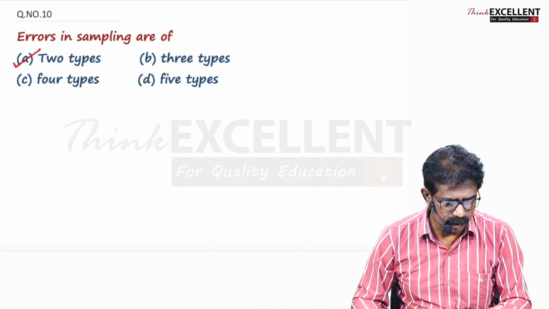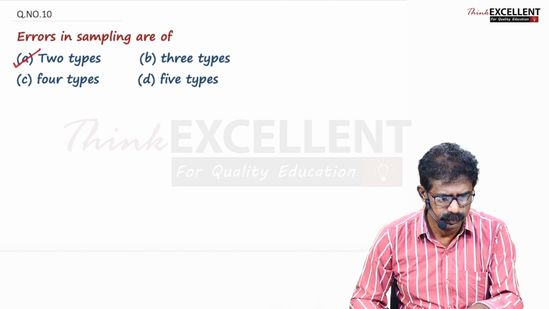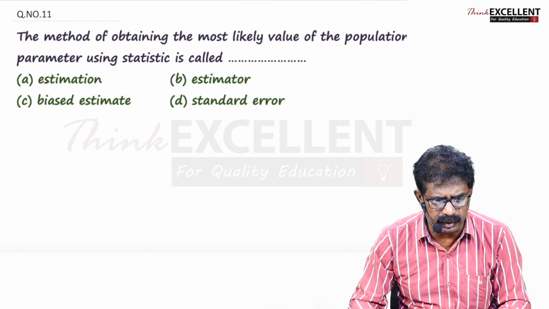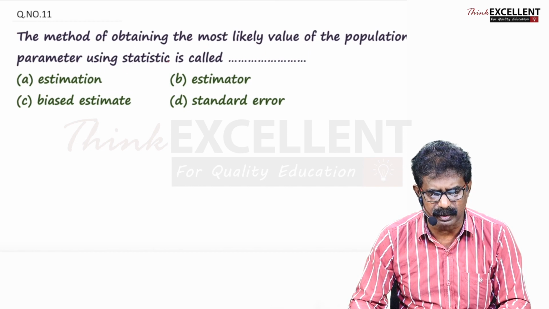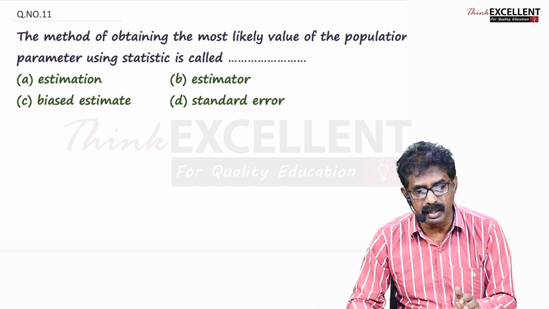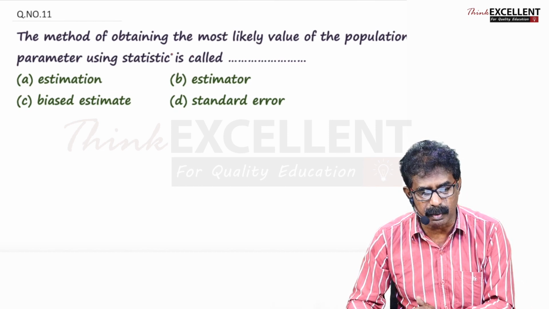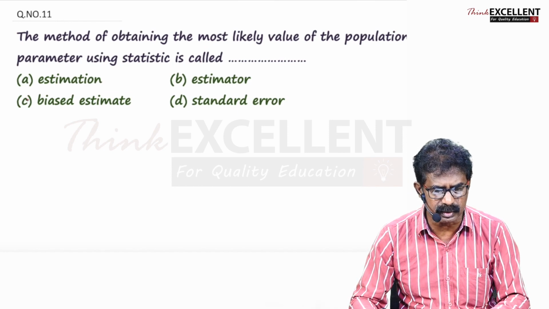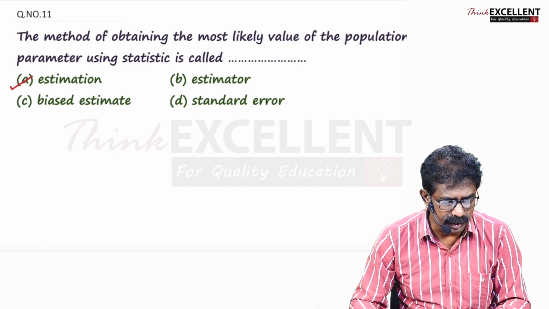Then question number 11. The method of obtaining the most likely value of the population parameter using a statistic is called, the process they asked, and it is called estimation.